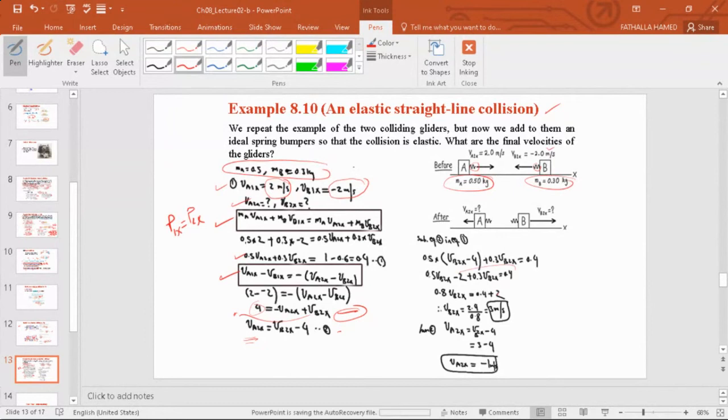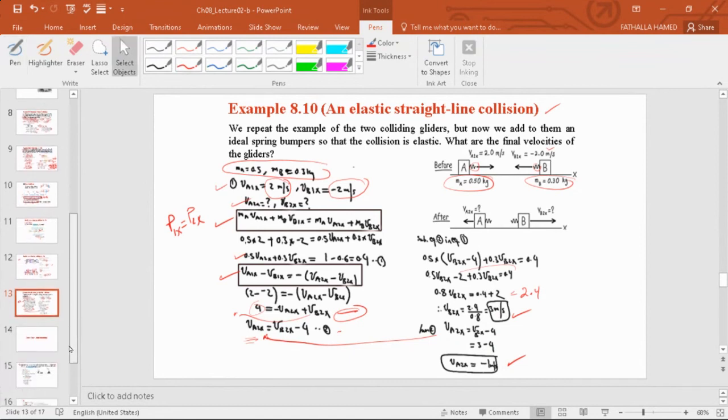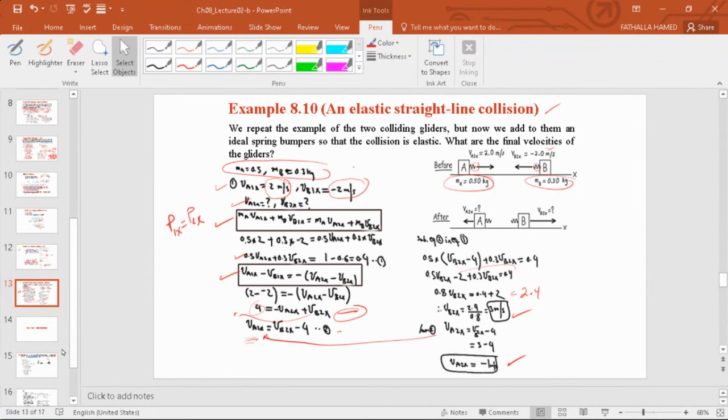You can take this to the other side with a plus sign. You can add these two together. So you get 0.8 VB2X will equal 0.4 plus 2, and this, of course, will give you 2.4. So your VB2X will equal 2.4 divided by 0.8, and that will give you 3 meters per second. So now you have your VB2X. You can go to this equation here, VA2X is equal to VB2X minus 4, and VB2X is equal to 3, so 3 minus 4 gives you minus 1 meters per second. And that's how you obtain the final velocities here. Is this clear? Any question on this? So that's a case when we look at head-on collision or elastic collision.